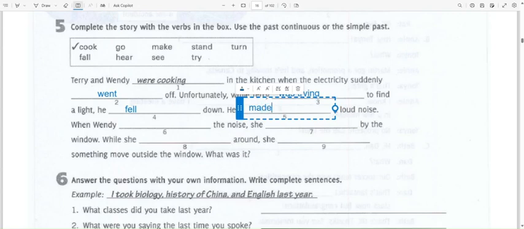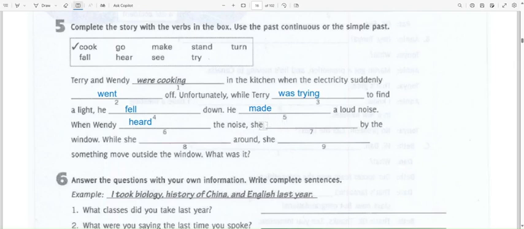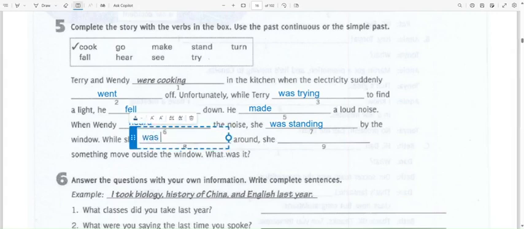He made a loud noise. When Wendy heard the noise, she was standing by the window while she was turning around, she saw something move outside the window. What was it? Let's read and see.